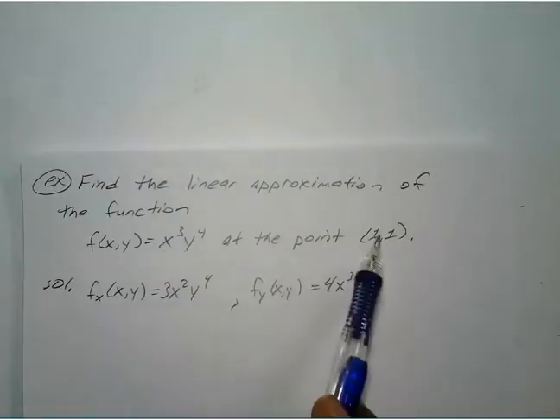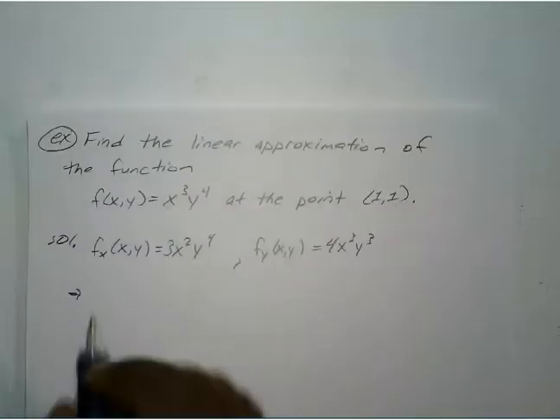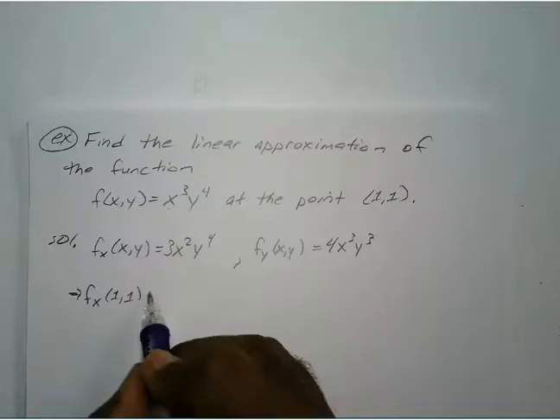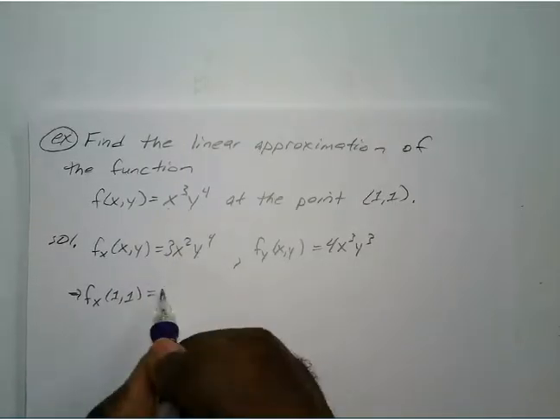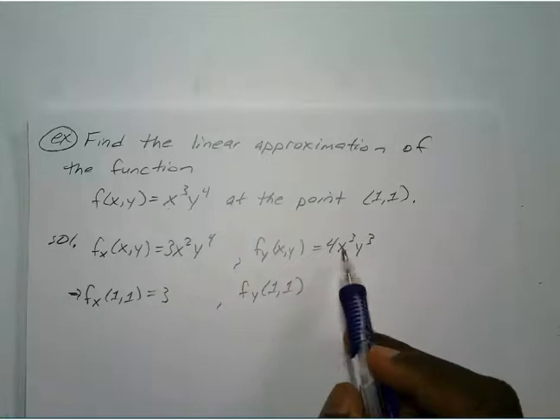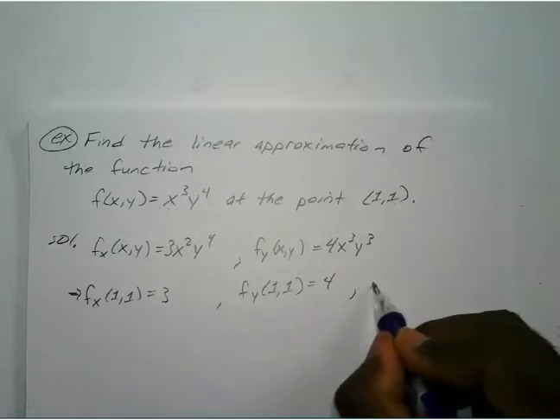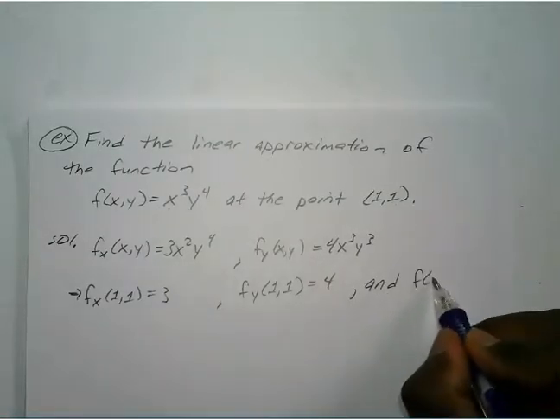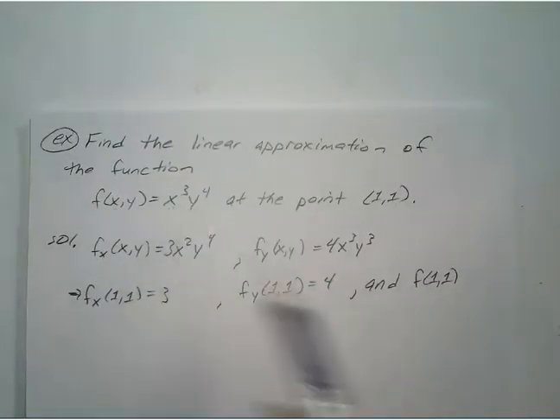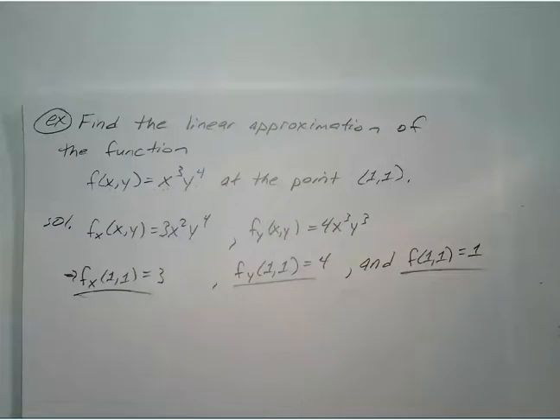Now we find the partial derivatives at that point. Remember, that's your x and your y. So the partial with respect to x at the point (1, 1) is equal to 3 times 1, which is just 3. The partial with respect to y at the point (1, 1) is 4 times 1, which is just 4. And we're also going to need to know our function value at that point, which is just 1 to the third times 1 to the fourth, which is just 1. So all three of those are necessary to find our linear approximation.